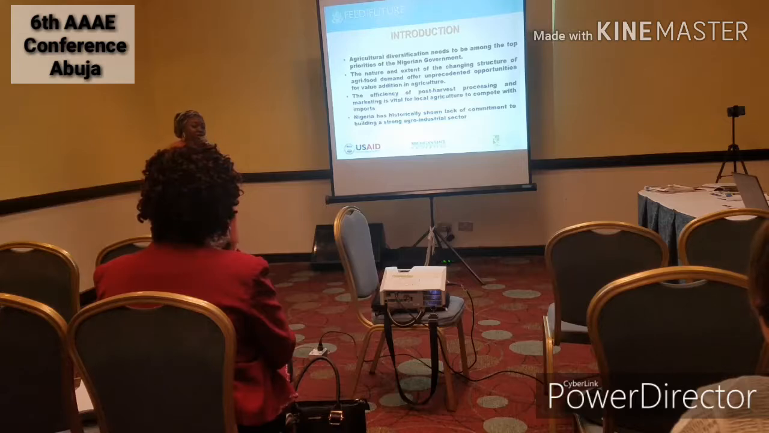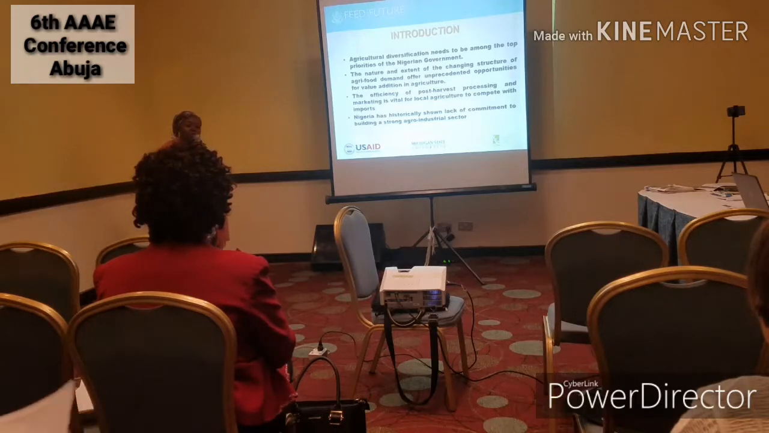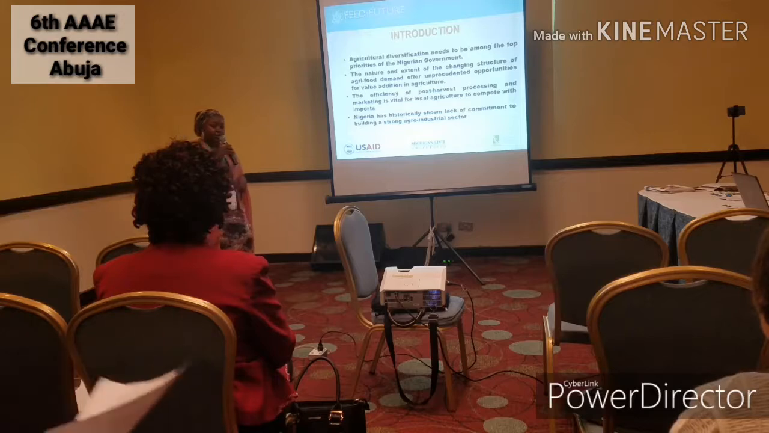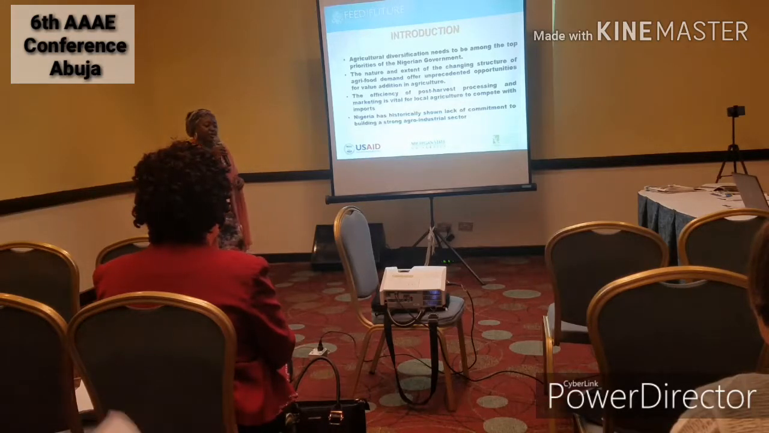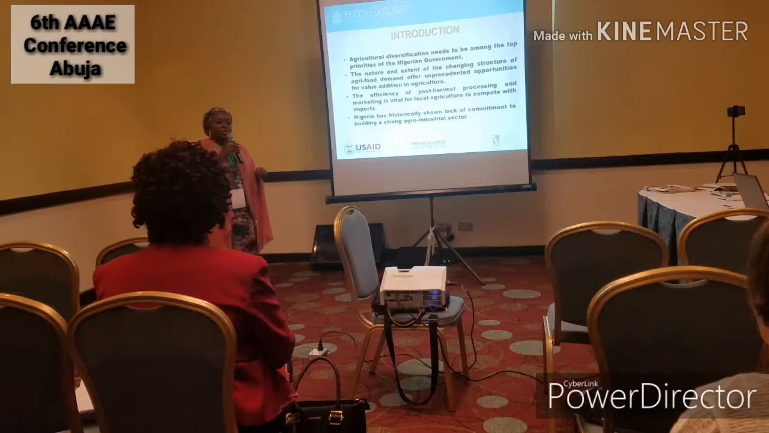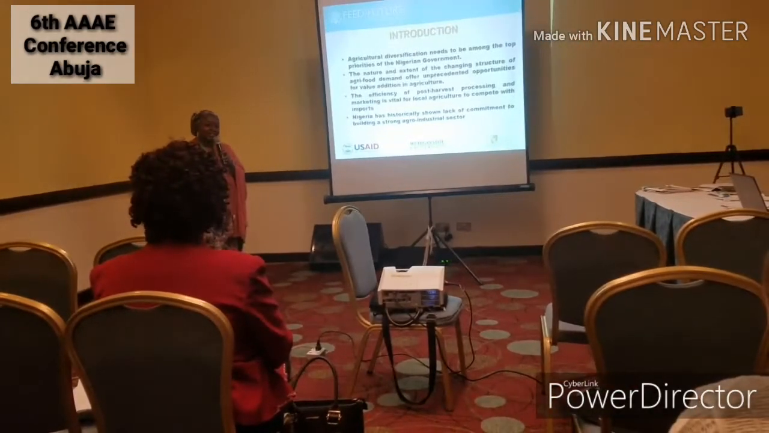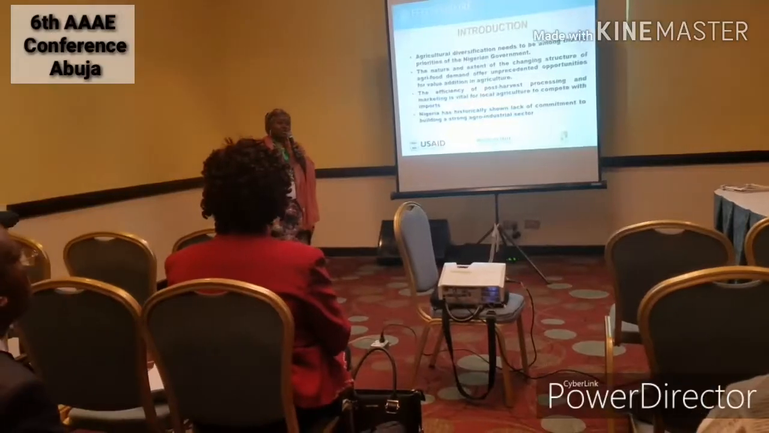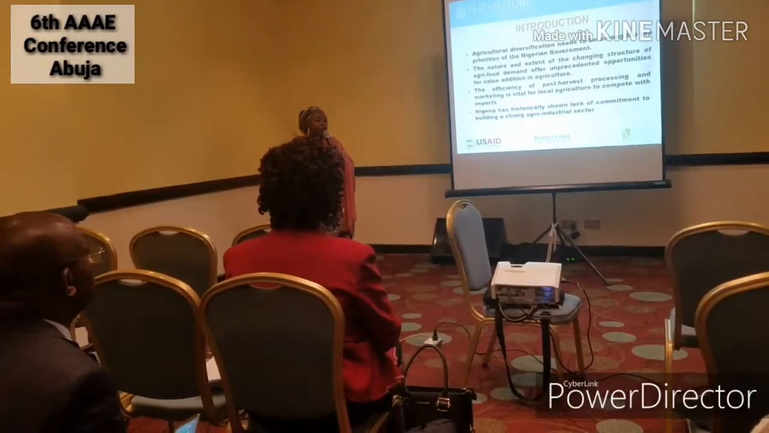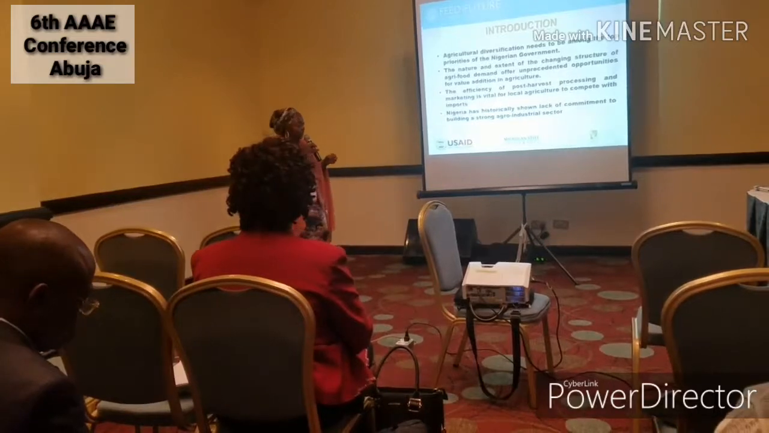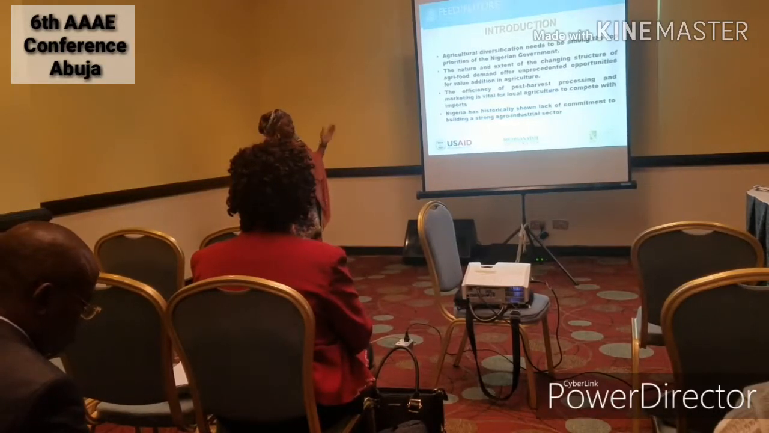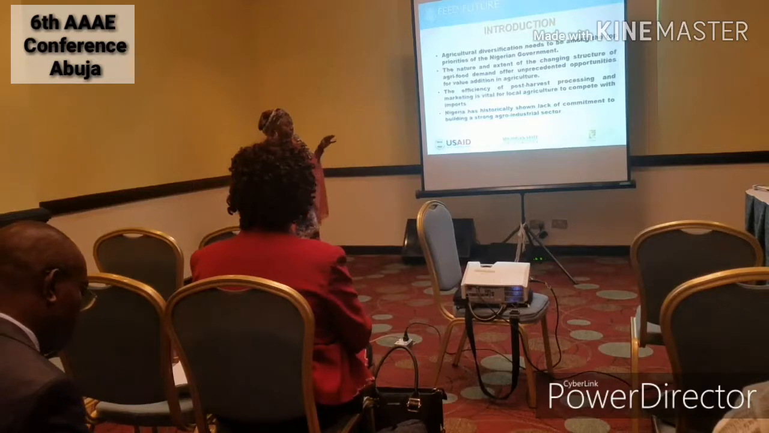And Nigeria has historically shown lack of commitment to building a strong agro-industrial sector, and these local businesses are actually struggling to meet up with the local demand, the standard, and also export. And these industries are scattered all over Nigeria. There are little studies of the informal sector in Nigeria. And they're actually scattered, some in clusters, some standing alone. So it's actually pertinent to know the advantages of these firms located in the one geographical location.